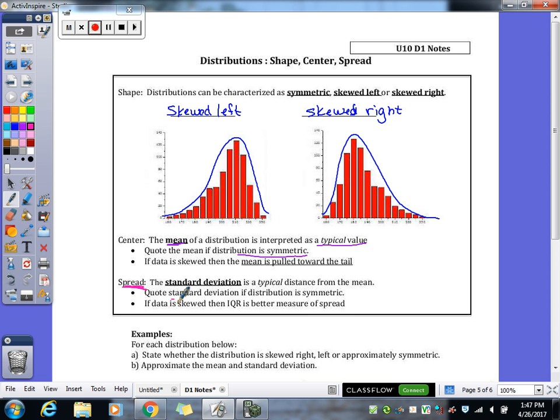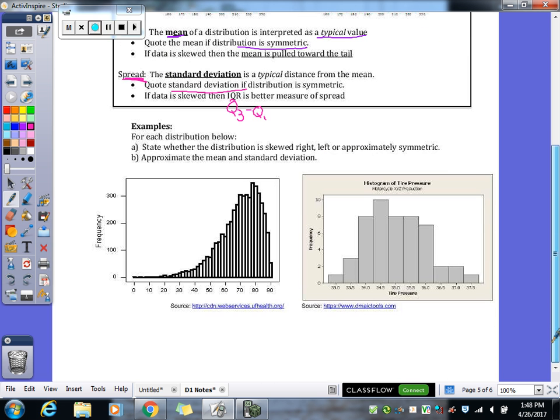When you're dealing with spread, you want to talk about the standard deviation if it's a symmetric spread. If it's skewed, you want to talk about your IQR, your interquartile range, which is your Q3 minus your Q1. That gives you the more accurate information versus your standard deviation. So I just want to at least get through these two on the front. We'll deal with the other page on the back one next time if we need to.